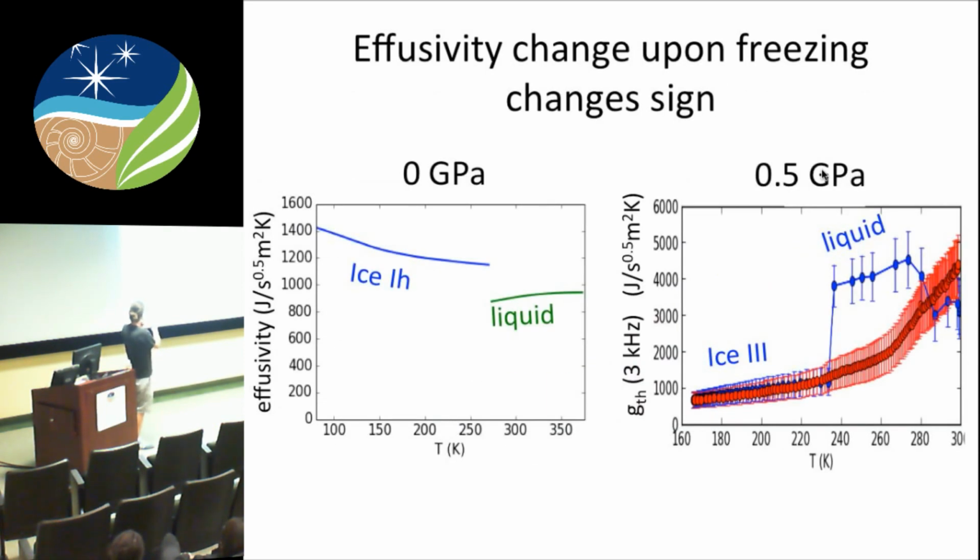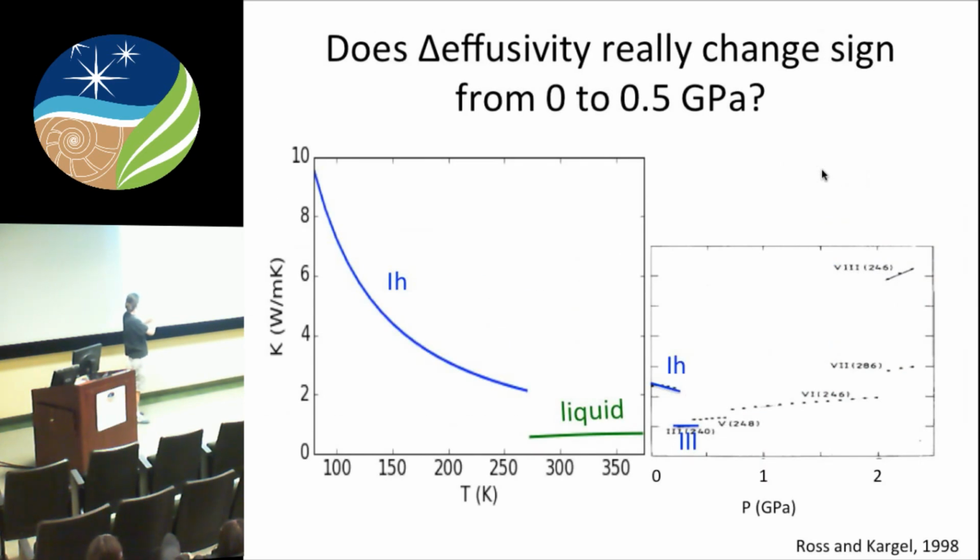Oh, I mislabeled that. So at 0 GPa, there's plenty of literature. Ice 1H has a higher thermal effusivity, ability to suck heat away, than liquid water. At higher pressure, now I'm seeing the opposite transition. Is this real? Well, there's some data up to high pressure. So it could be true, because ice 1H has a higher thermal conductivity. This is the kind of calorimetry data that existed at high pressure. Up to 2 GPa, ice 1H is good at sucking heat away, whereas these other polymorphs of ice aren't so good.